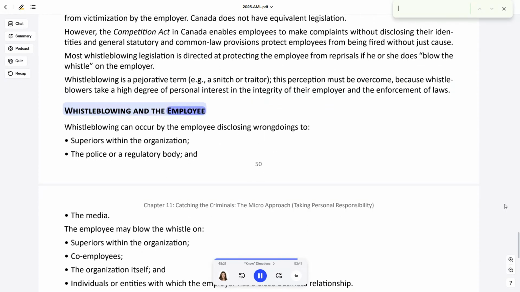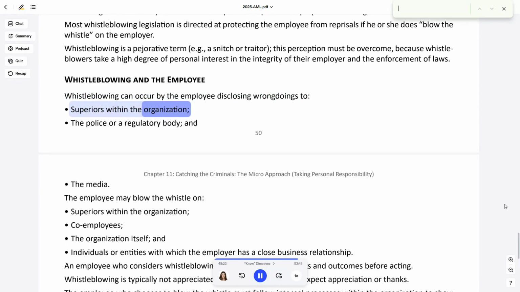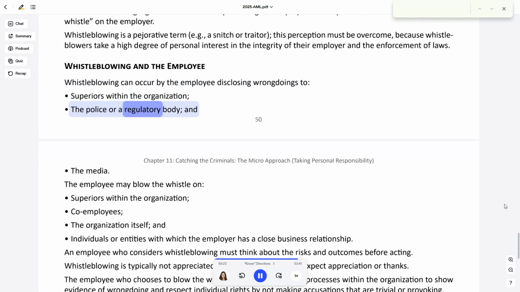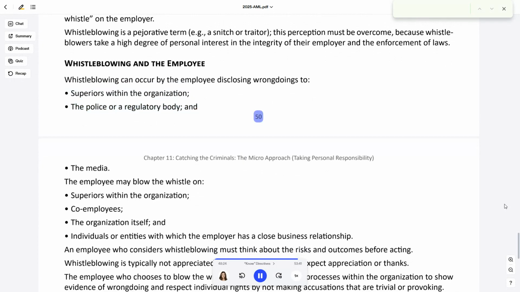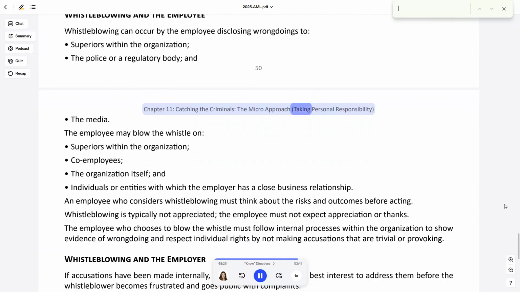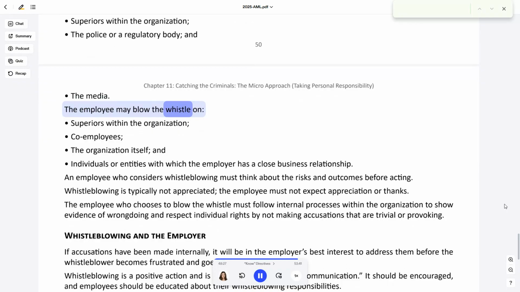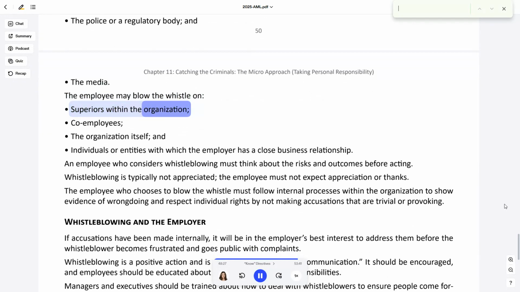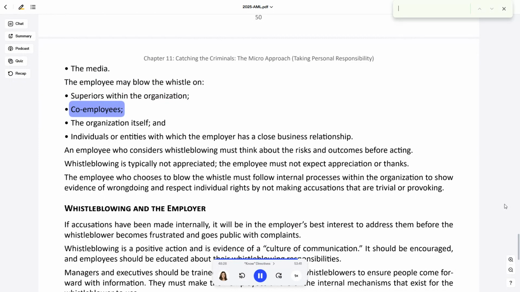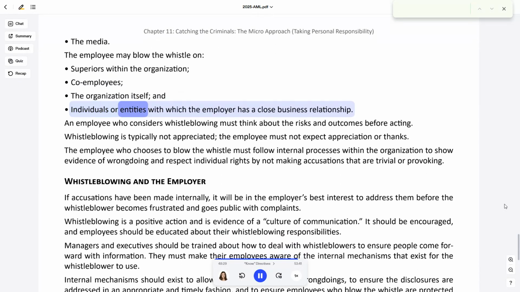Whistleblowing and the employee. Whistleblowing can occur by the employee disclosing wrongdoings to superiors within the organization, the police or a regulatory body, and the media. The employee may blow the whistle on superiors within the organization, co-employees, the organization itself, and individuals or entities with which the employer has a close business relationship.